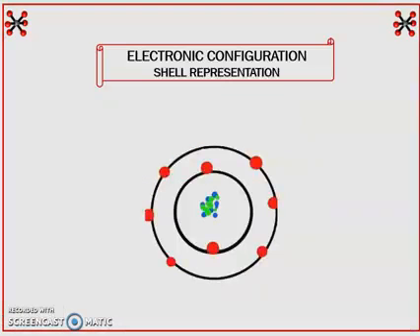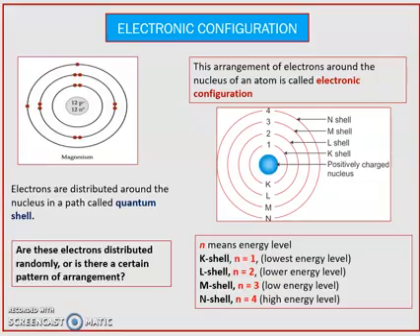The topic this morning is electronic configuration, the shell representation. Shell electronic configuration is one topic I find very interesting in chemistry. In our last video, when we discussed the structure of the atom according to Bohr and Rutherford, this is the structure of the atom. An atom contains three constituents: proton, neutron, and electrons.